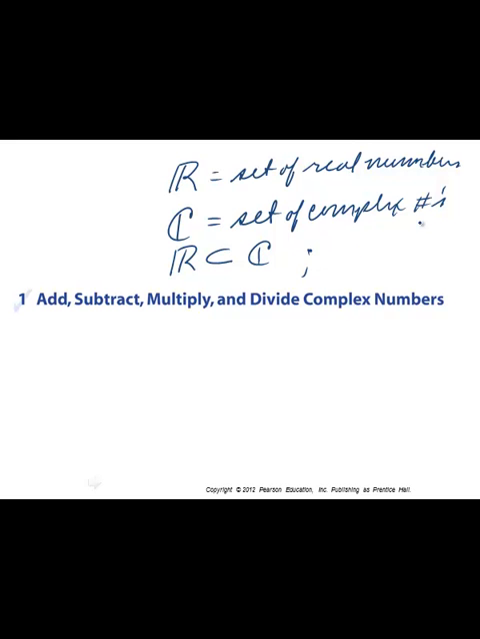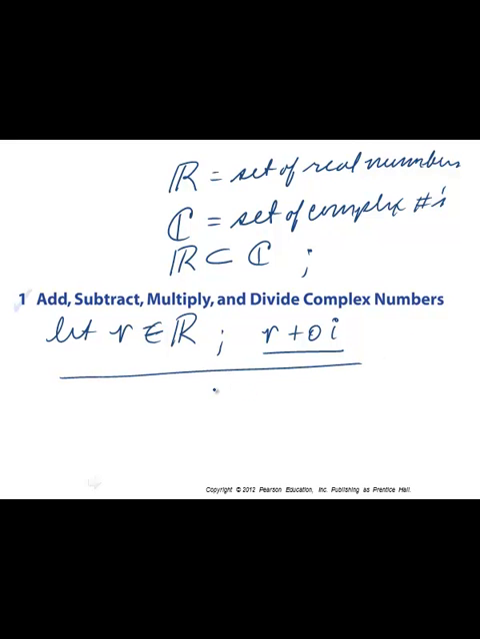We can demonstrate that by simply saying that you take any real number, like r. So let r be an element of the set of real numbers. Then we could write r as r plus 0i, which is a complex number. But not all complex numbers are real numbers. For example, 2 plus 3i is a complex number, but not a real number. In order for the complex number to be a real number, the imaginary part would have to be 0. Alright, let's move on here.